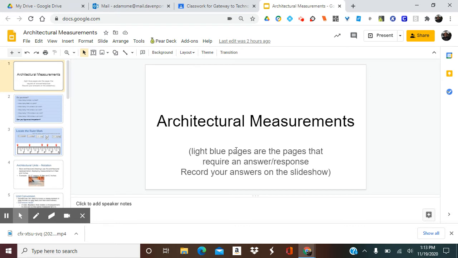Light blue pages are the pages that require an answer or a response, and you're going to write right on the slideshow. I made this slideshow. I made you each a copy so you could put your answers right in there.